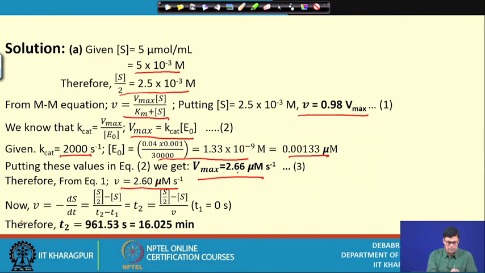Once you have the V value, for half the degradation, how much time is needed? The velocity is equal to this, and we can find this as t minus t2. So t2 we can calculate, this divided by V. Then t2 will be equal to 16.025 minutes.